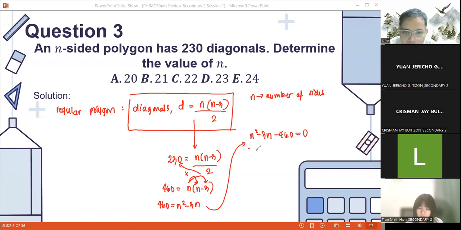Now, using factorization, if you don't know how to do factorization, take note that this is minus, minus. So this is (n plus) and this is (n minus). The minus here means they don't have the same sign inside the parentheses. So what are two numbers that, when you multiply, you get 460, but when you subtract, you get 3n? That is 20 and 23. So now, we have n is equal to negative 20 and n is equal to 23. We only need to get the positive value, so the final answer here is 23.